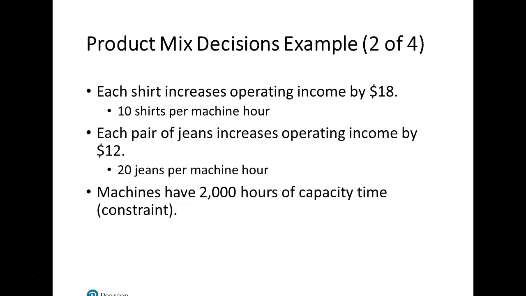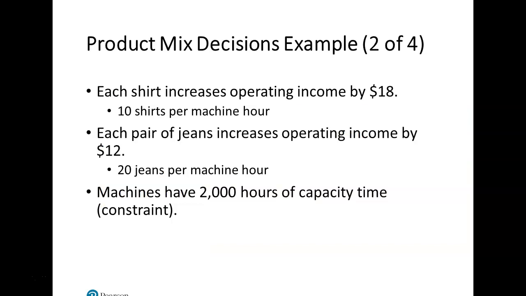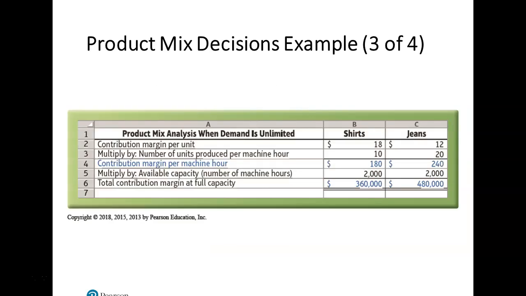So if you're going to use your time and you have a constraint of how much time you can use on your machines, one would suspect the shirts would get more time because they bring in a higher contribution margin. And this is just simply bringing it into numerical dollars and what the contribution margin would be considering the two different types of products that they want to sell.